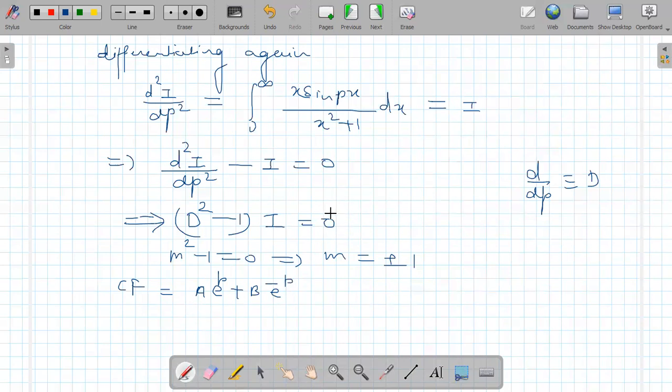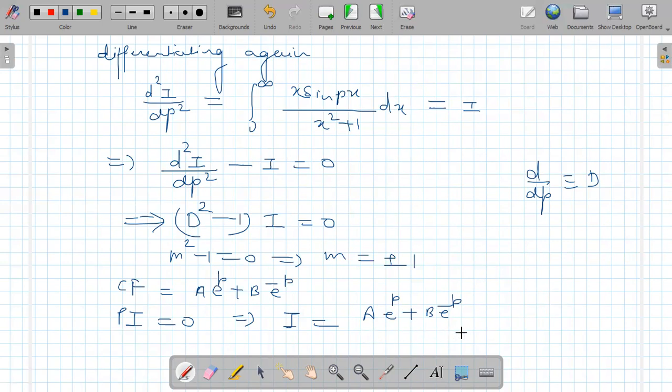इंटीग्रेटिंग फैक्टर 0 होगा. So particular integral will be 0 because right hand side is equal to 0. So we have complete solution. I is equal to a e to the power p plus b e to the power minus p.